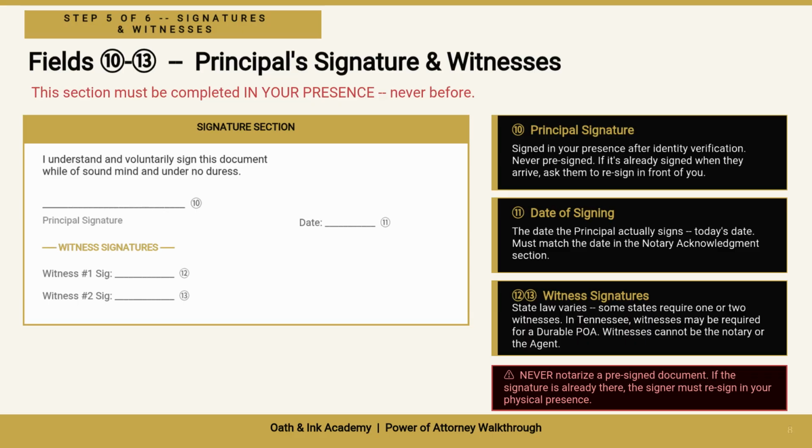Keep in mind that fields 12 and 13, the witness signatures, vary by state. In Tennessee, a durable power of attorney may require one or two witnesses. Critically, the notary cannot serve as a witness, and the agent named in the document cannot serve as a witness either. Know your state's requirements before proceeding.